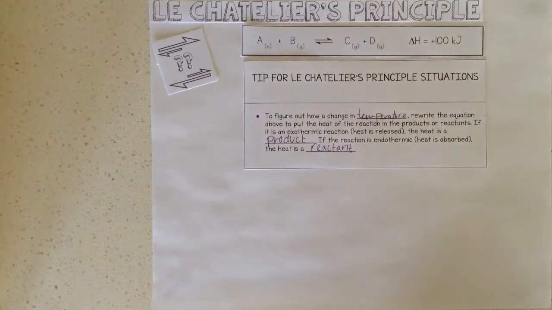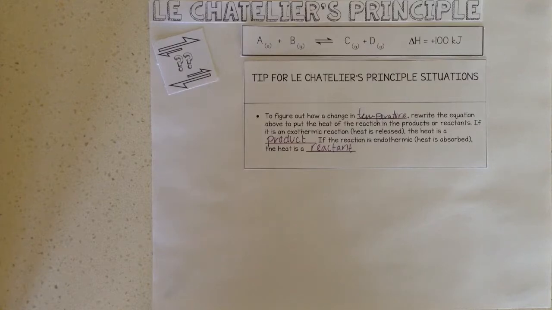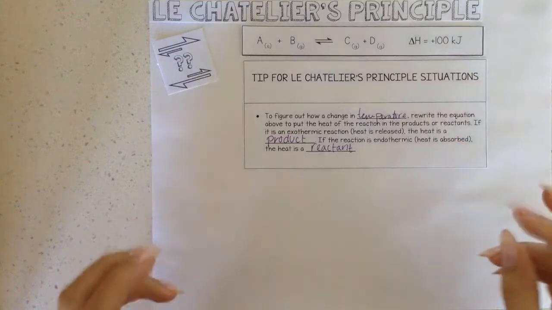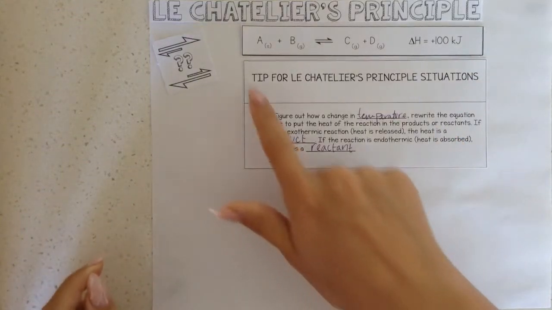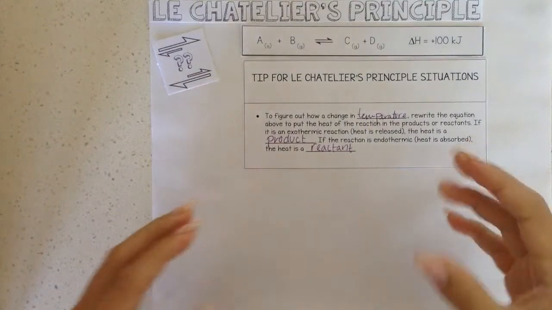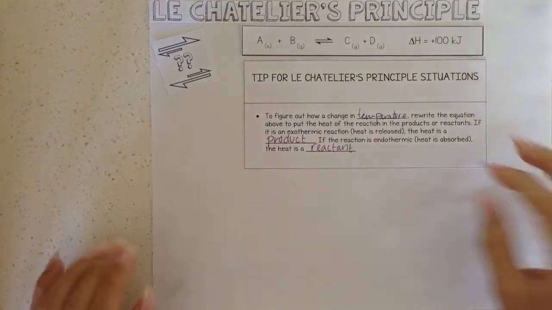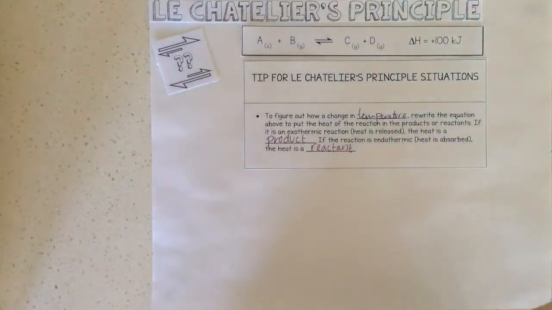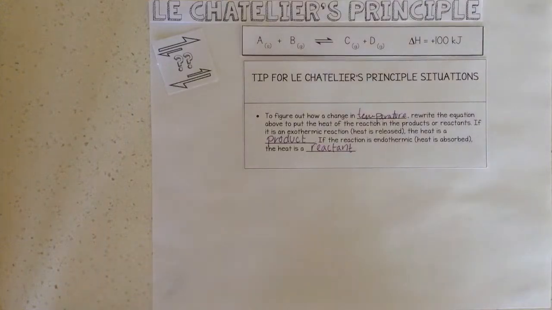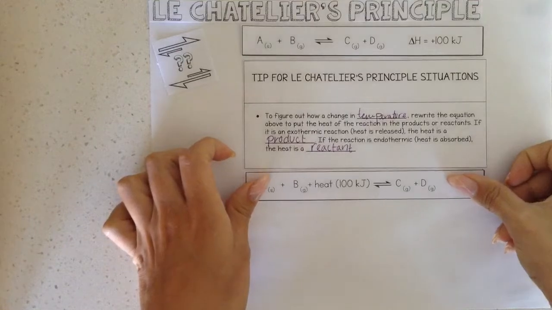To figure out how a change in temperature is going to shift your equilibrium, a tip is to rewrite the equation and put heat as a reactant or a product, depending on if it's exothermic or endothermic. So if we have an endothermic reaction like this and heat is needed, we can put heat as a reactant. And if heat is released, if the enthalpy of the reaction is negative, it's releasing heat, you could think of it as a product. It comes with the other products. Heat is released. To rewrite this general reaction with heat, we would put it as a reactant.